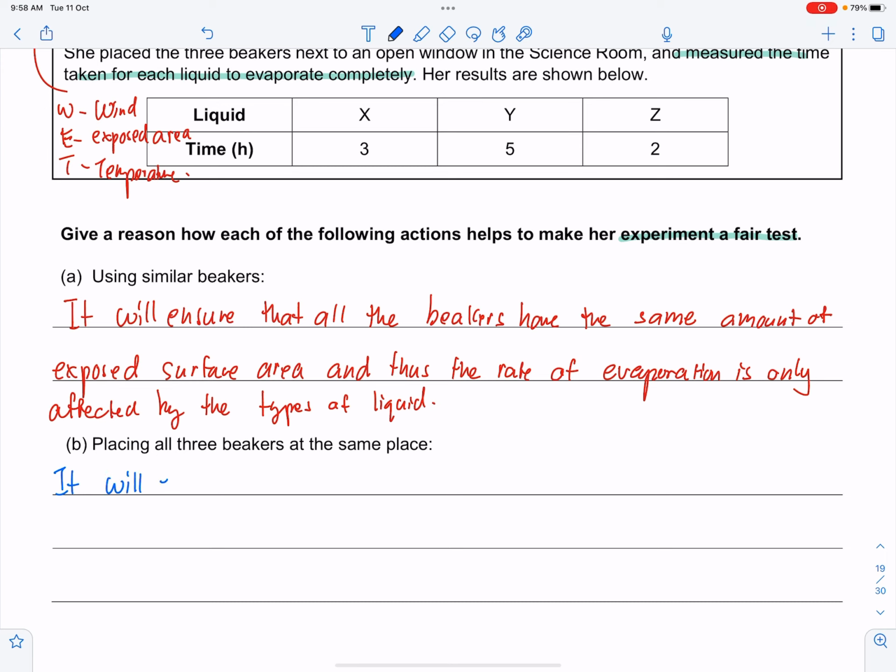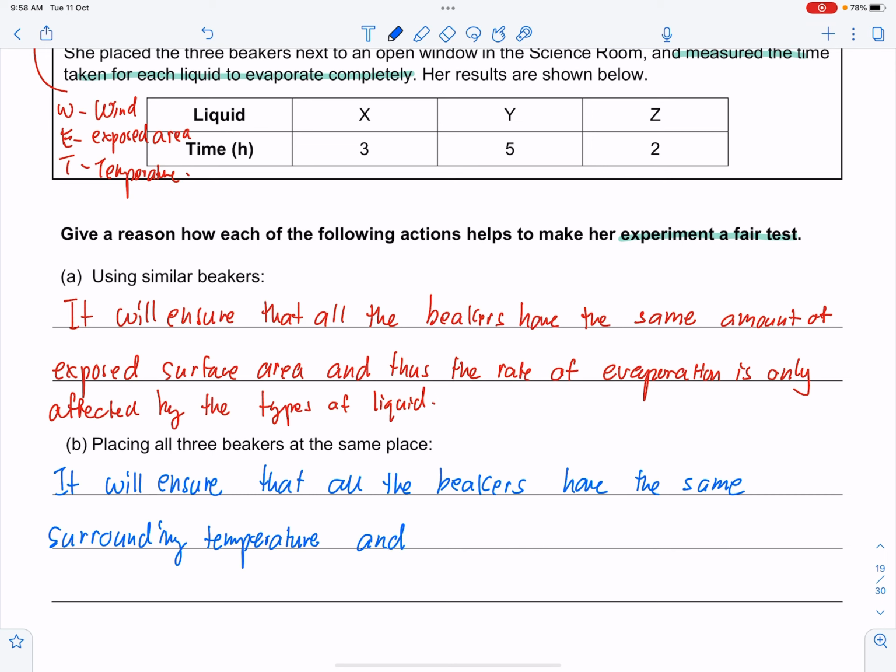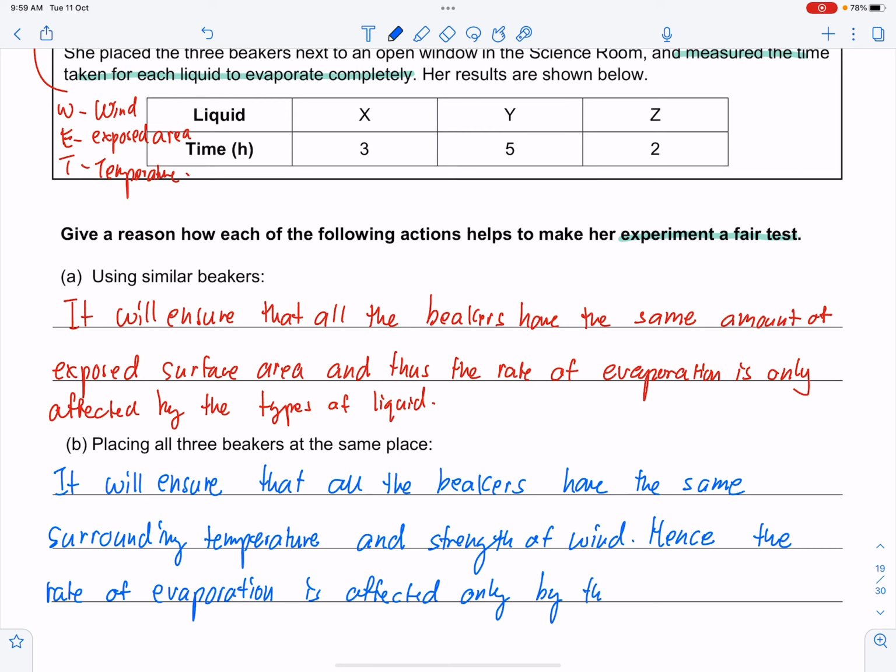So it will ensure that all the beakers have the same surrounding temperature and strength of wind. Hence, the rate of evaporation is affected only by the types of liquid. Okay?